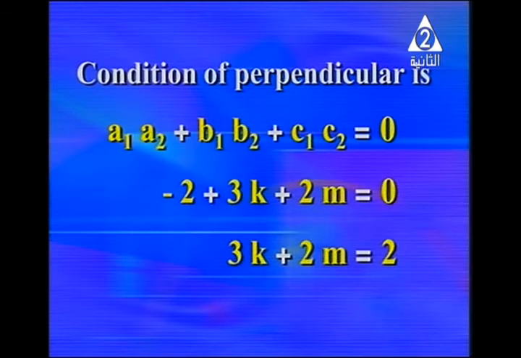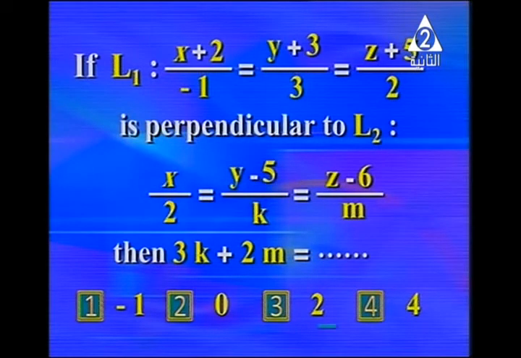Dear student, if we have two straight lines perpendicular, what is the condition of perpendicular? Coefficient a1 times a2 plus b1 times b2 plus c1 times c2 equals 0. By substitution of a1, a2, b1, b2, c1, c2, we know that -2 + 3k + 2m equals 0. Then 3k + 2m equals 2. Then the correct answer is 2.